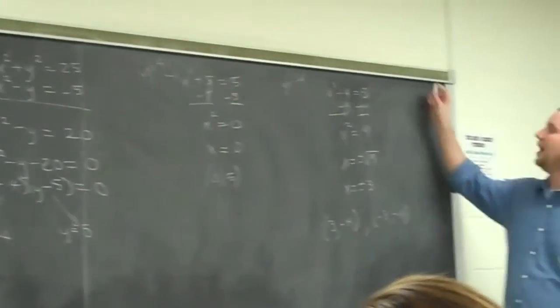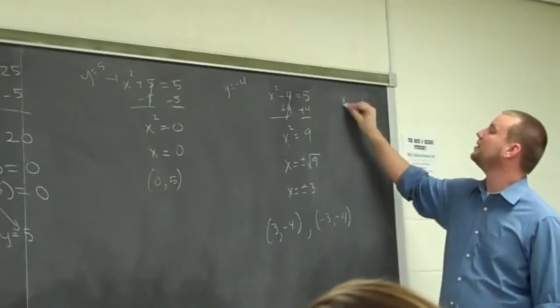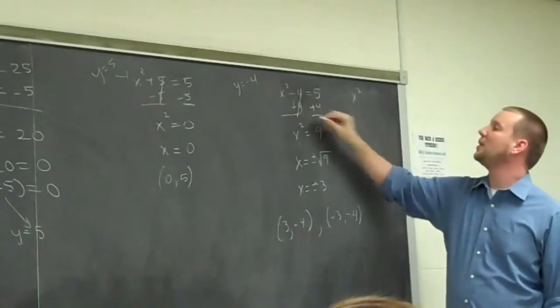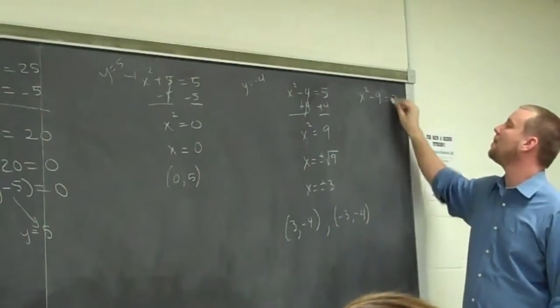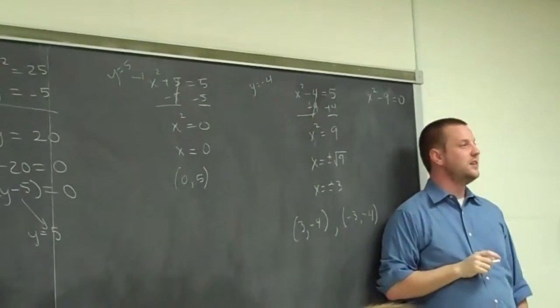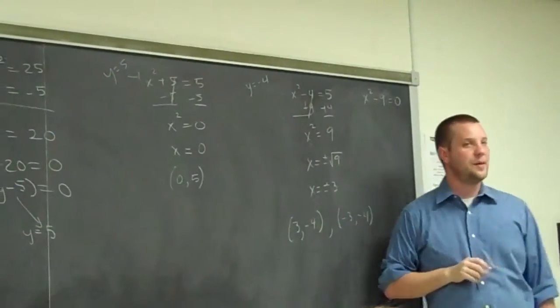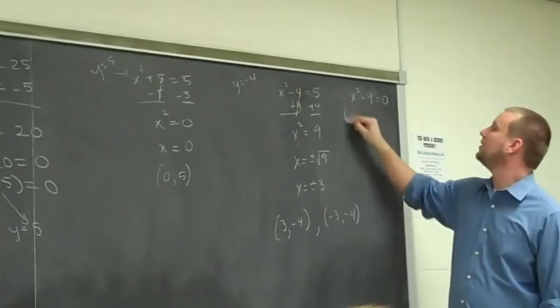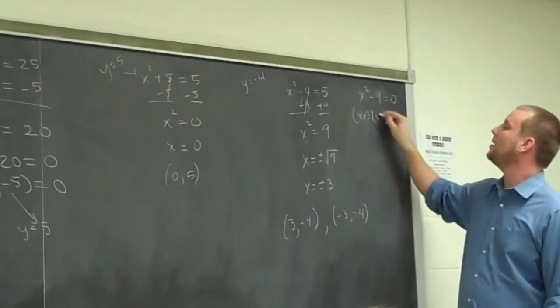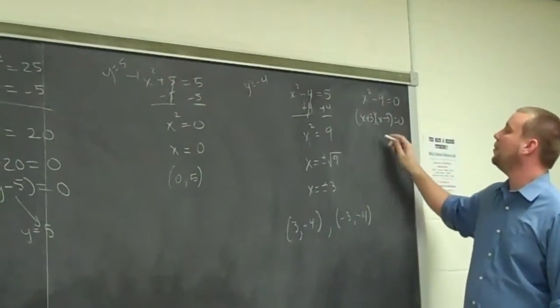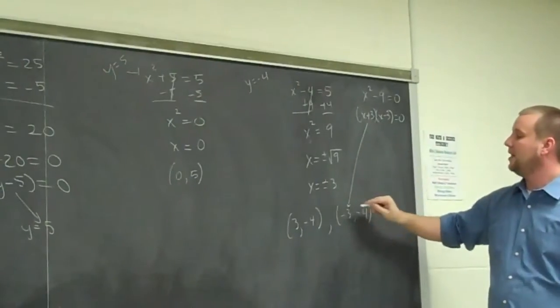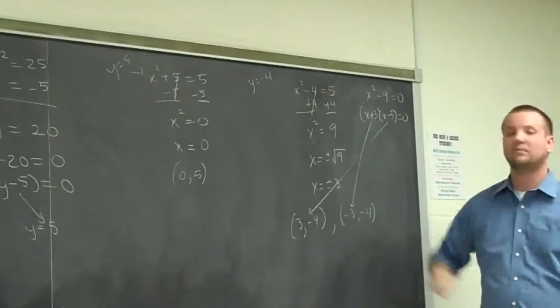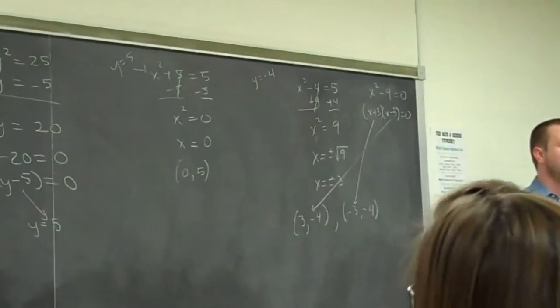But now that I'm thinking about it, I like what Samantha says. What if you subtract the 5 over instead? That's a difference of squares. And you can factor that. You can solve that by factoring, right? That's x plus 3 times x minus 3, from which you get -3 or positive 3, right?